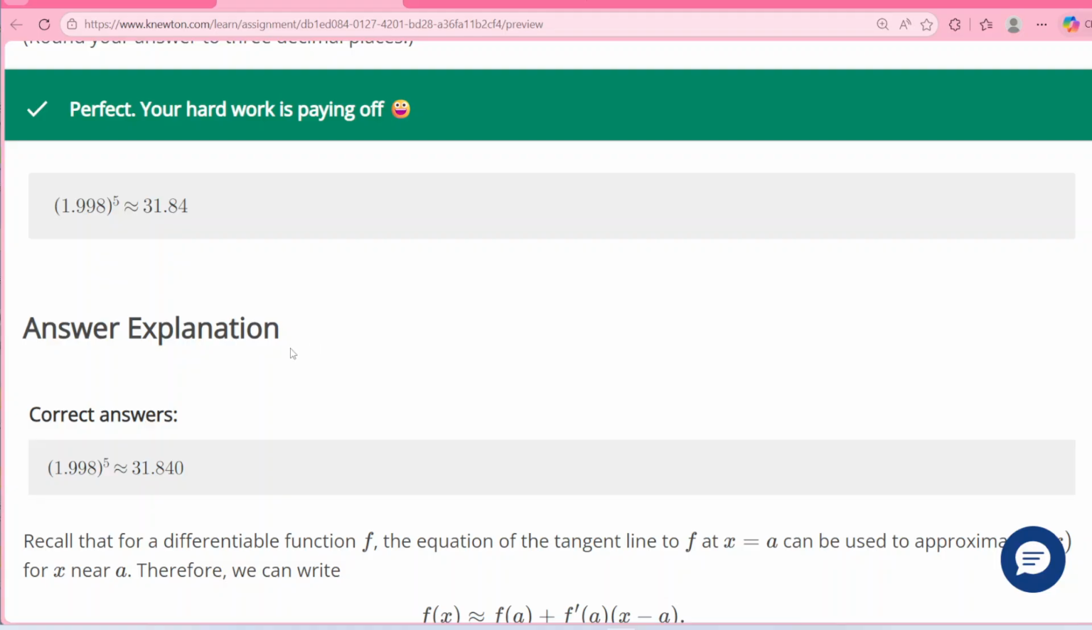I would now definitely read through the answer explanation if you got it incorrect. All right, so read it carefully. Hopefully you can figure out where you went wrong, where you made a mistake, and then learn from those mistakes for future questions that are similar.